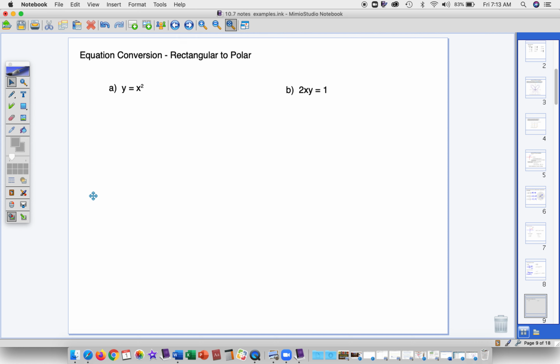Again, if you want to go and see that cool sketch of the butterfly, you can go to Desmos and look up polar graphs. I found it pretty easily, but it's pretty cool stuff.